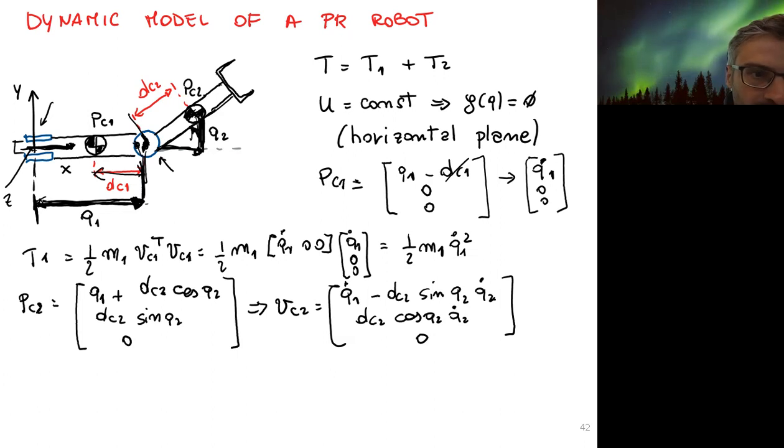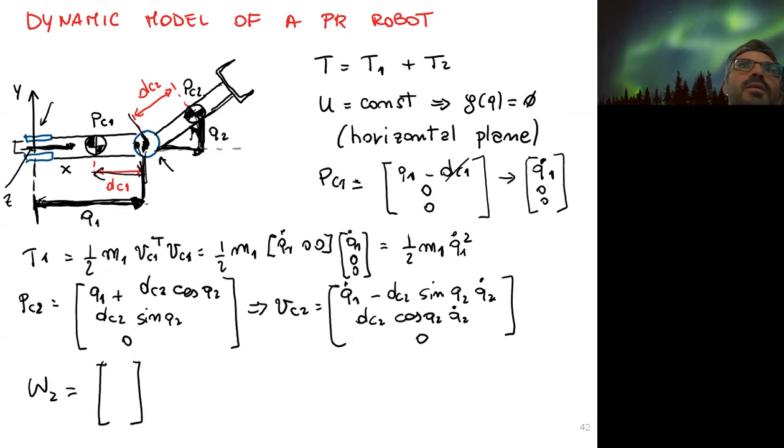Okay, then what about this link? This link is surely translating because of the motion of the previous joint, but this link is also rotating. So we need to compute for the Koenig theorem also the value of the omega vector for this link, omega 2. And what is the expression of this omega vector? What coordinates does it have? So this is 0, 0, Q2 dot.